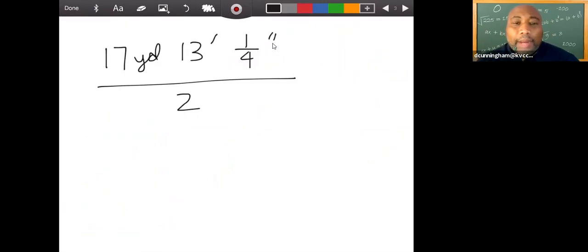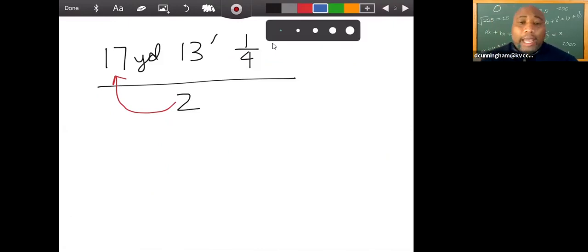So let's look at one more problem for division. Our last problem, 17 yards, 13 feet and 4 1/4 inches. So let's divide that by 2. So in this case, we start here. Again, start from the left with division for this particular problem. How many times is 17 divided by 2? And that gives me, we say 8, because 8 times 2 is 16 with the remainder of 1.